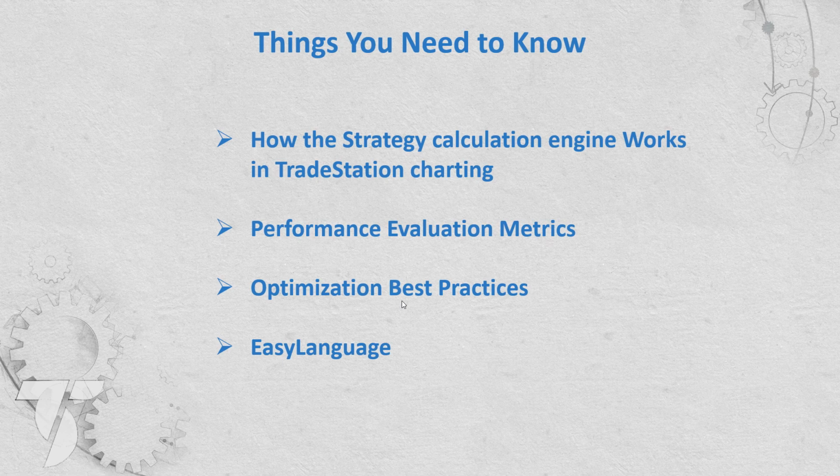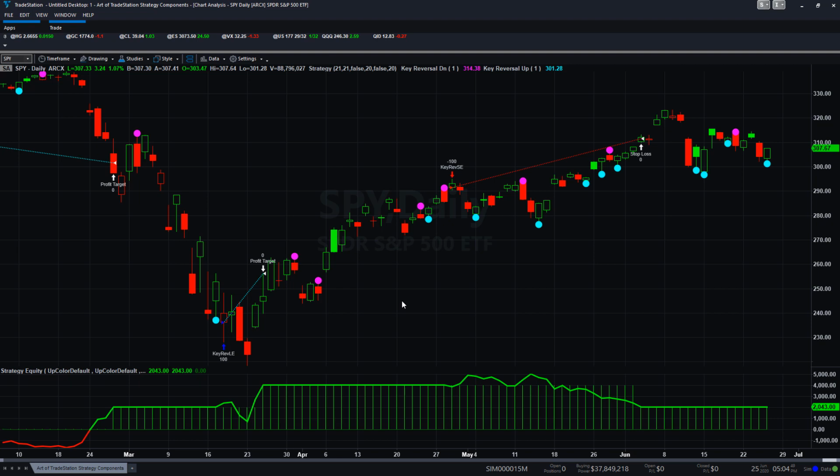All right, let's go to TradeStation. So here's that key reversal idea already applied to the chart. A key reversal short is identified with this little red down arrow. If it's a losing trade, it's a red dotted line. And here you can see we hit our stop loss.